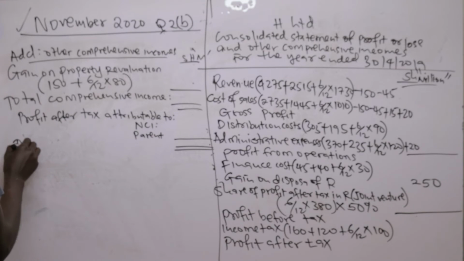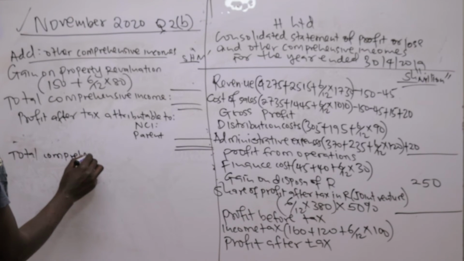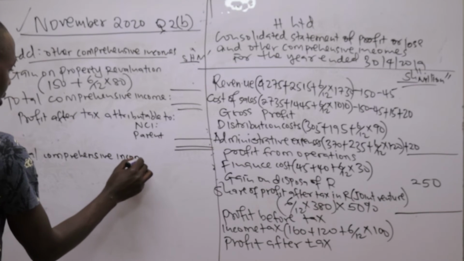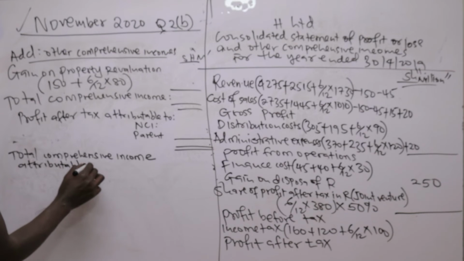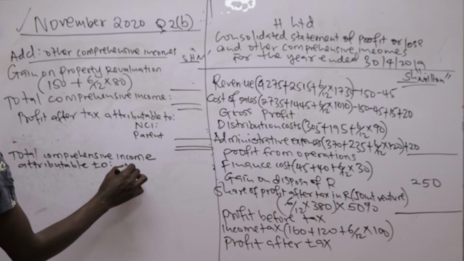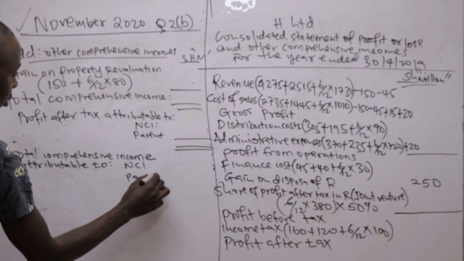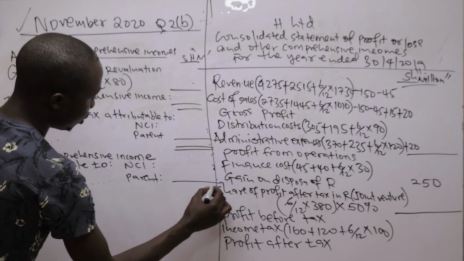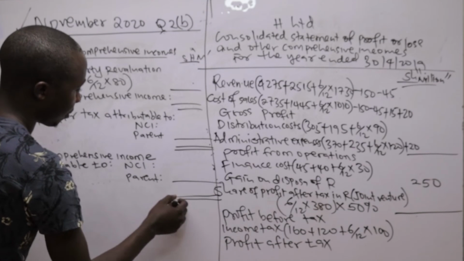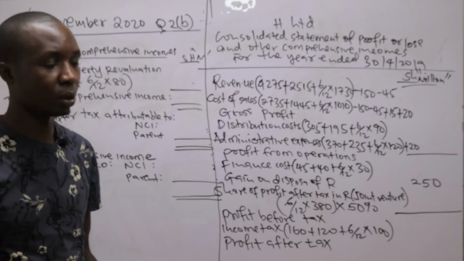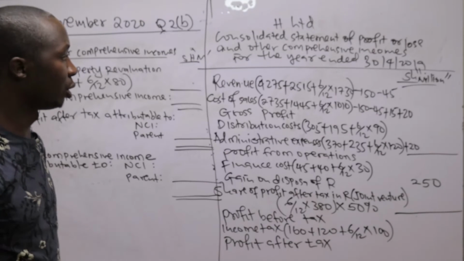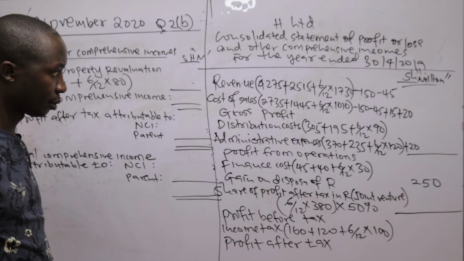Then total comprehensive income attributable to NCI and the parent. So also I need to know this one, which I will share here. So what I will do is the computation. Let's compute. We need to get these figures very fast.